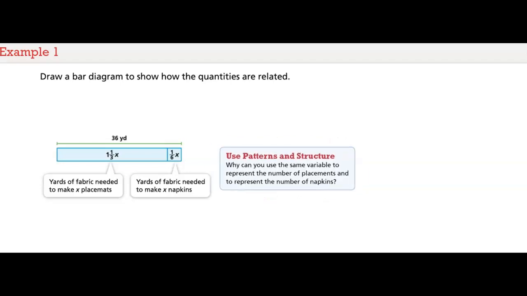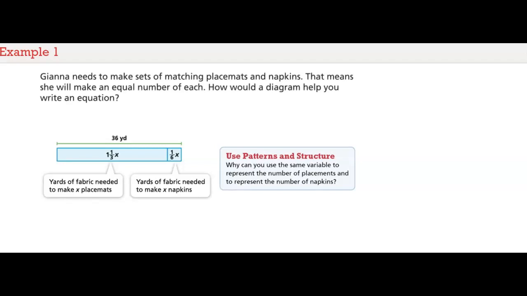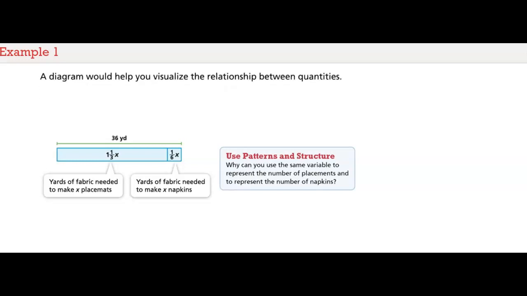Why can you use the same variable to represent the number of placemats and to represent the number of napkins? Gianna needs to make sets of matching placemats and napkins. That means she will make an equal number of each. How would a diagram help you write an equation? A diagram would help you visualize the relationship between quantities.